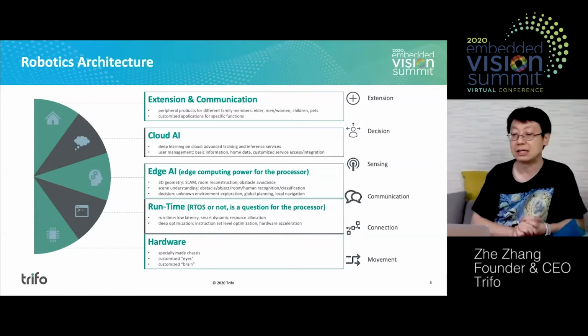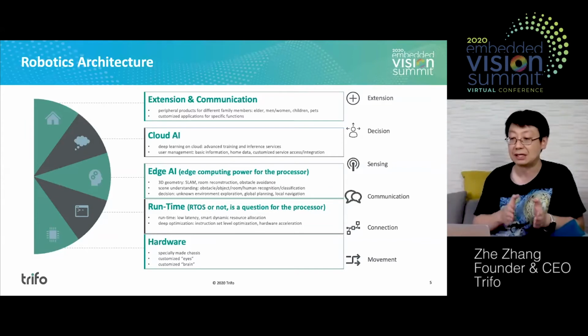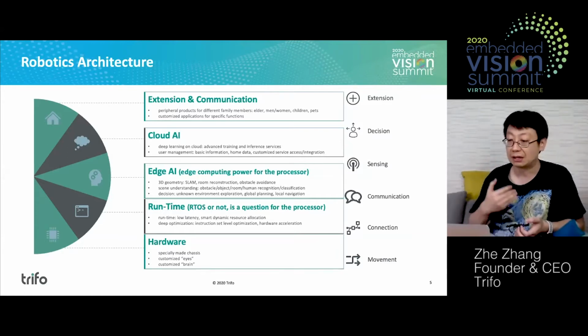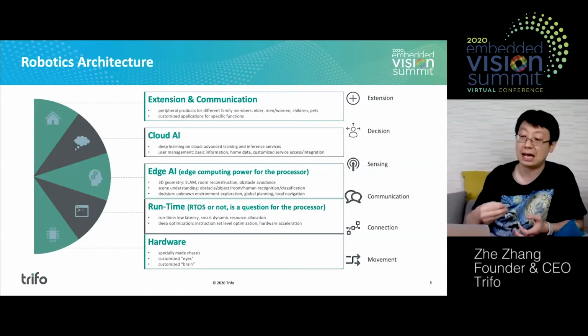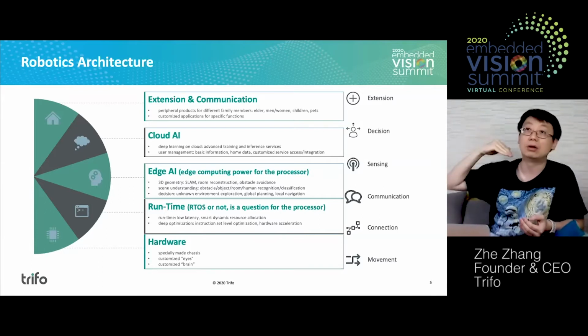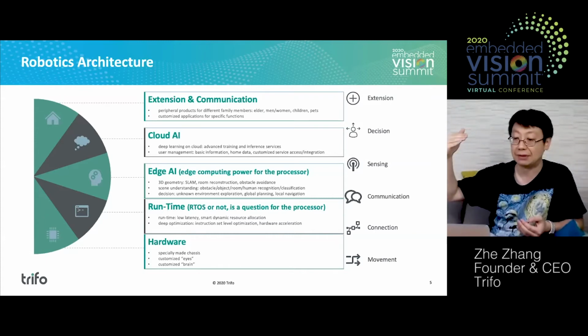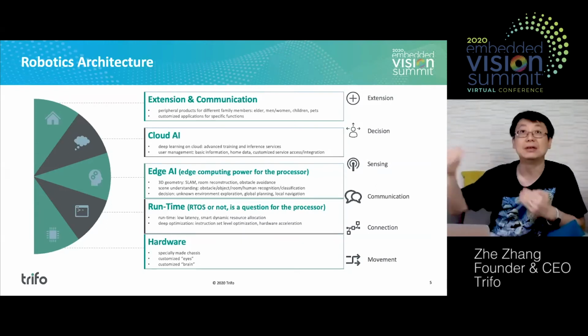For the SoC. And then we have what I call edge AI and cloud AI. Edge AI is more about the edge computing power for the processor: the 3D geometry, scene understanding, decision making, all these, the meat, right? The algorithms in this edge AI layer. And when we do the training or user management, we have this cloud computing and interaction. So it depends on what your product and software stack really needs, right?